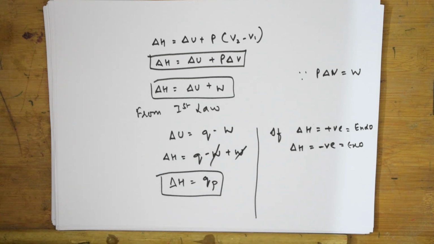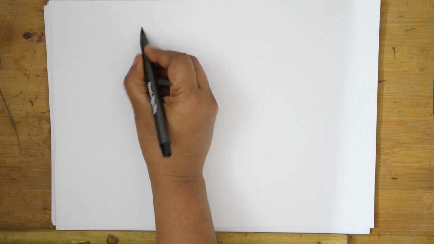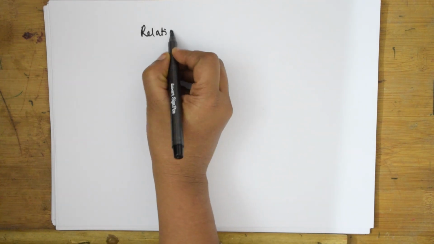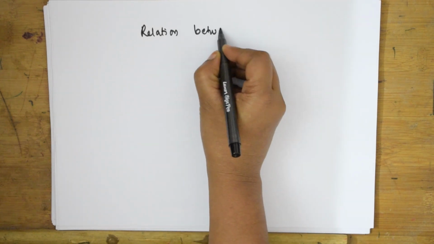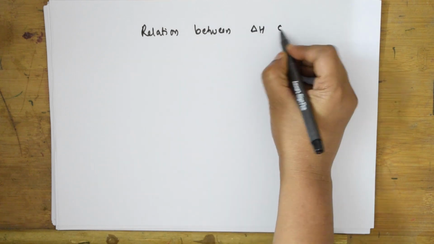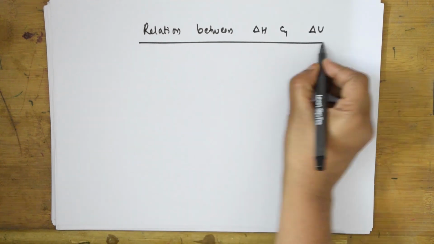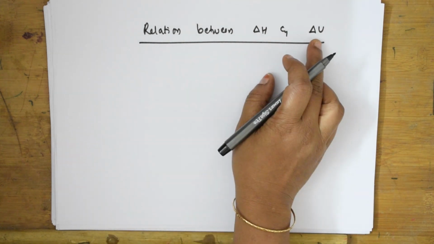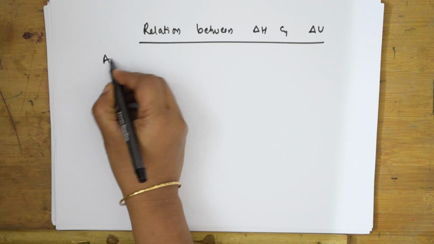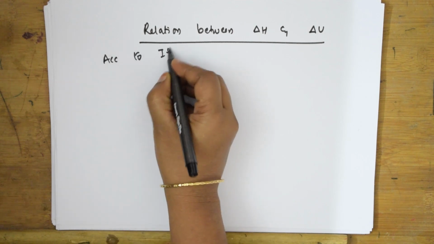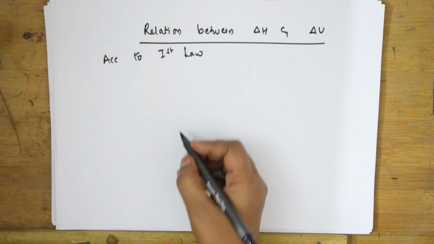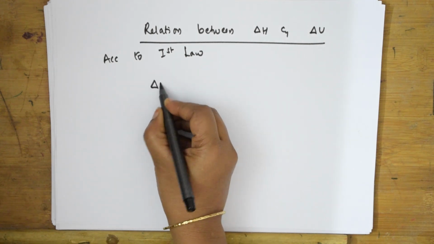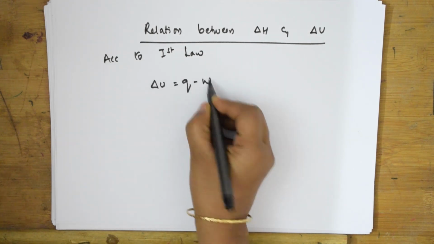Yes, fine. So now let us write one more important thing. Now we'll see the relation between delta H and delta U. Let us write the heading: relation between delta H and delta U. So when I have to take the relation between these, what did we write according to first law? Because basically you have this in the first law, isn't it? So let us write the first law first. According to first law of thermodynamics, what do we get? We have got delta U is equal to Q minus W, isn't it?